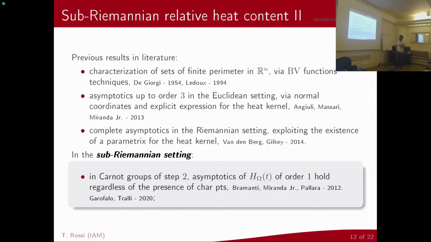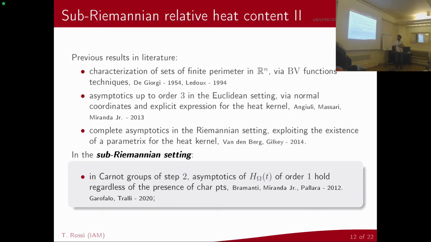And in the Riemannian setting, the main result, I've already mentioned this, is due to van den Berg and Gilkey, who proved the complete asymptotic expansion for the relative heat content. And they used the pseudo-differential calculus techniques together with the existence of a global parametrix estimate. And this particular tool that they used is not available in sub-Riemannian geometry, and this is what prevents access to this technique in the sub-Riemannian setting.